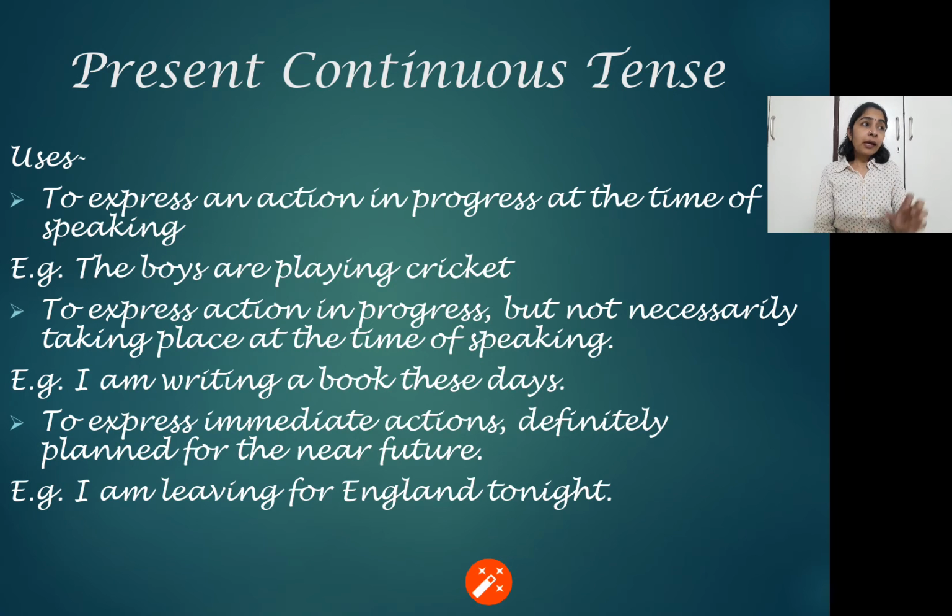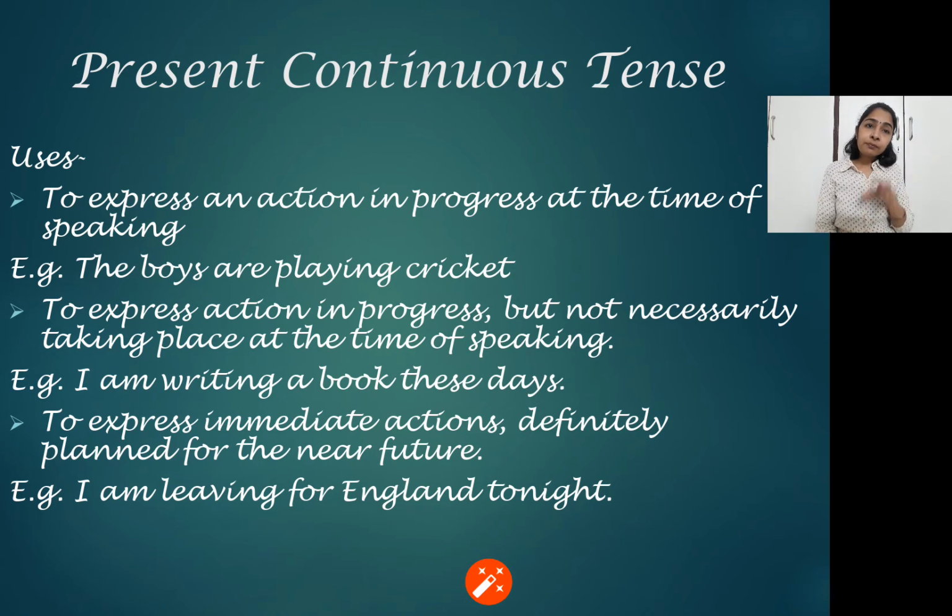That means this action, this event, is going to happen right now, in the near future. Within some time it is going to happen, and we are sure that it will definitely happen. Then we use the present continuous tense. For example, I am leaving for England tonight. That means it is fixed. I have got my seat reserved, I have got my ticket booked, so I am leaving, that is definite. So I am leaving for England tonight.